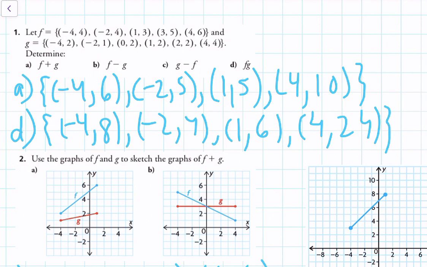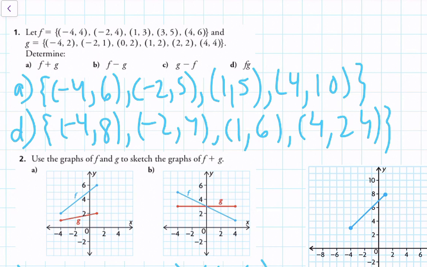So the first one is where we have a set of ordered pairs. So here we're talking about adding ordered pairs, for example, A. And what's important to note here is that when you're adding ordered pairs and they have the same x value, then that remains the same. So that's why we have negative 4, 6, but then the y value changes. So that's why we have the 6, because you add the 4 plus 2.